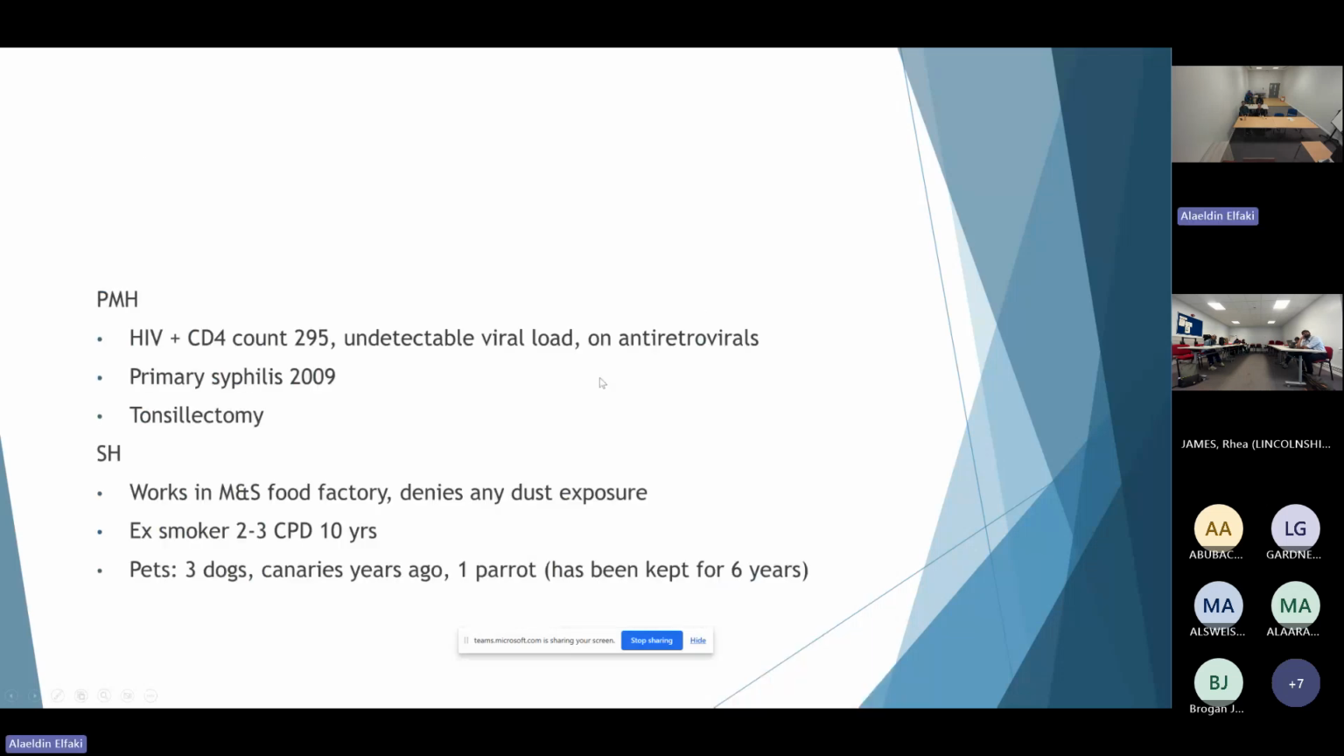So his past medical history is HIV, his CD4 count is not that low, 295, with an undetectable viral load. He is on antiretrovirals. He had syphilis in 2009, and a tonsillectomy. Social history: he works in an M&S food factory, denies any dust exposure, is an ex-smoker, smoked around 2 to 3 cigarettes per day for 10 years. He keeps 3 dogs at home. He has had canaries for years, and he also got 1 parrot.